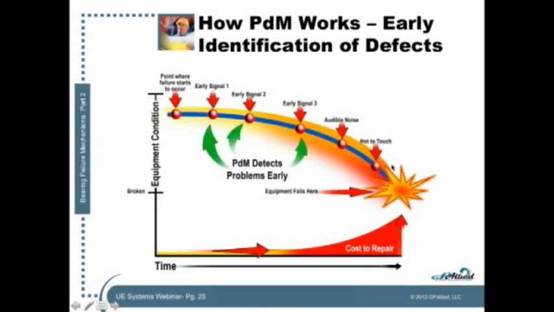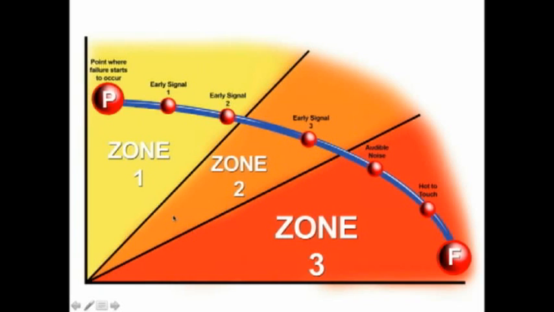Now, if we want to look at that in a different way, imagine taking this P to F curve and breaking it up into three zones. That looks something like this. So zone 1 would be kind of up here where we've just got that subsurface fatigue, that's really all we have. Zone 2 would be where the spalling has begun, and then zone 3 would be where the spalling has propagated severely and the bearing is heating up and that kind of thing.